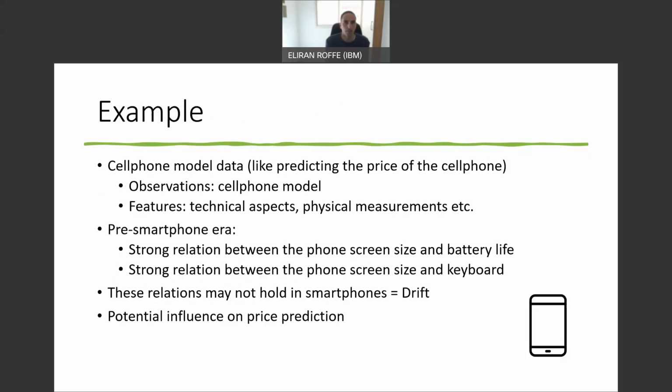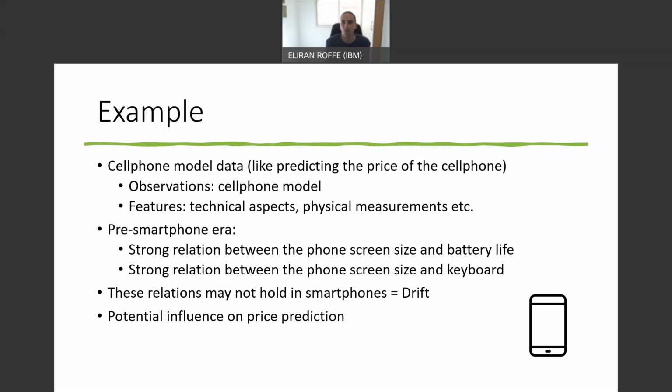So let's take a basic example. I am a cell phone company, and I have a new cell phone model, and I want to give it some price. So what can I do? I will take a model that I already have, which tries to predict the desired price of a new cell phone according to some features, technical aspects. So I have a data set of observations, which are past cell phone models. I have a list of features, which are technical aspects, physical measurements, and more. And let's say that I did it, I don't know, 10 or 15 years ago, before the smartphone era.